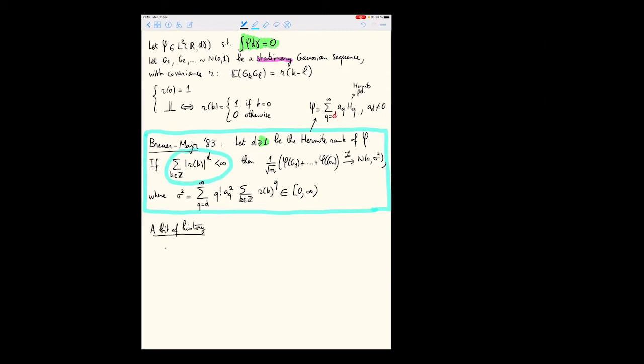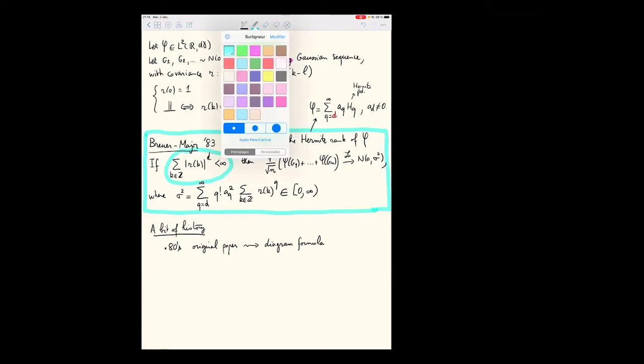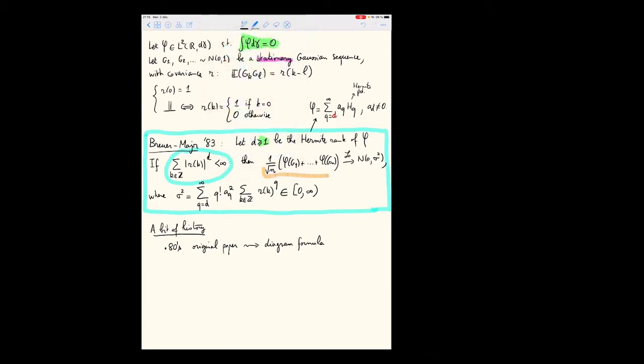So in the 80s, we had the original papers, the original statement and proof of this result, which was by the diagram formula. So what was the proof of this result? How did Breuer and Major prove this theorem? They just computed all the moments of this quantity here.